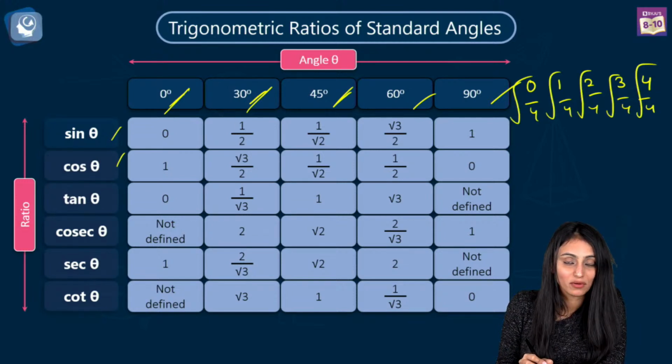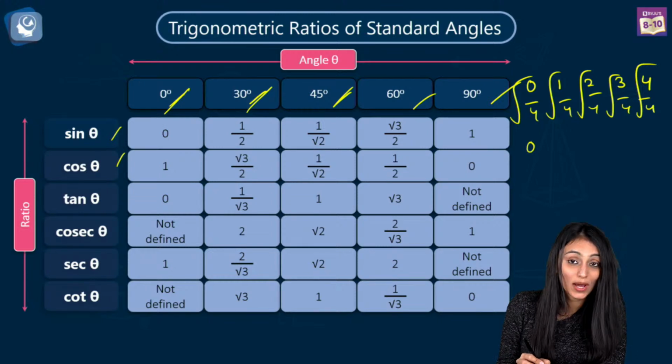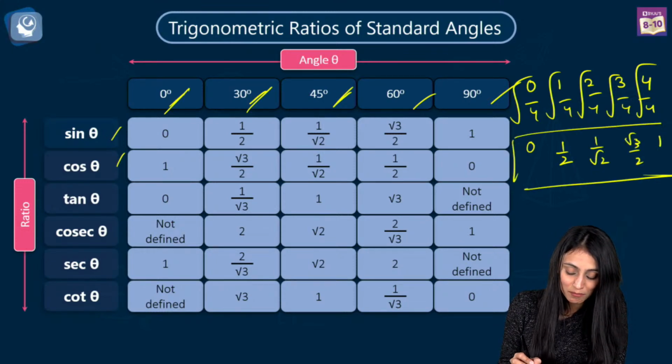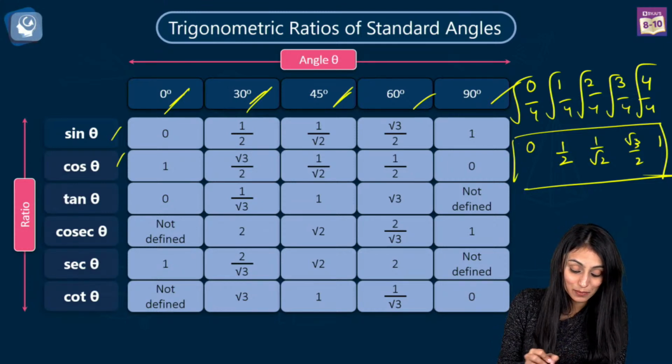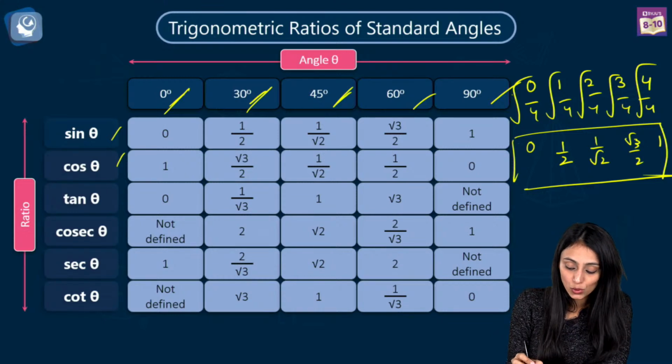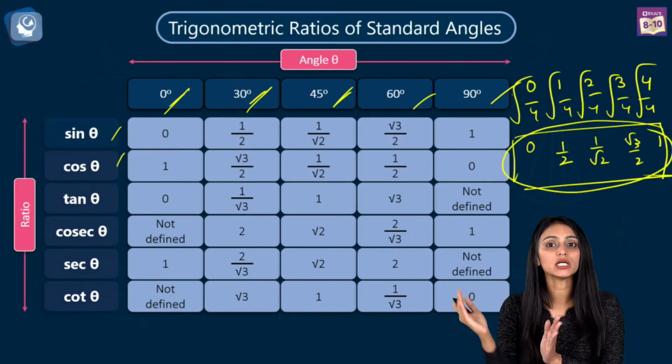So 0 by 4, that's 0 only. Square root will also be 0. 1 by 4, that's going to be what? That would be 1 by 2. 2 by 4, that would be 1 by root 2. And this is root 3 by 2 and this is 1. That's how you can remember the values for sine theta at these specific angles. Do not change the order. When it comes to cos theta, if you know these values, all you have to do is reverse this order.